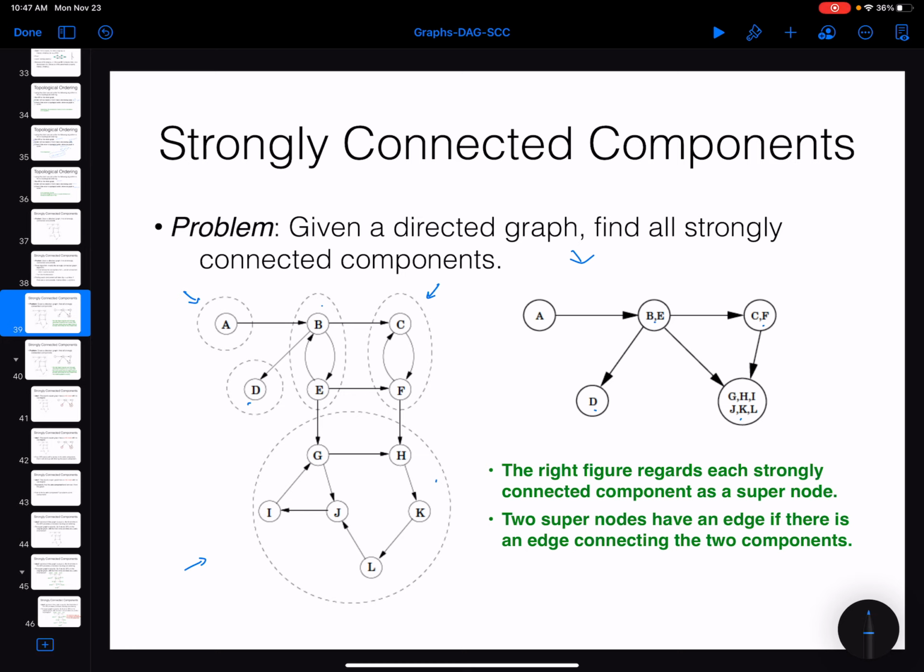Is it possible to have a cycle in this graph? No, this graph doesn't have a cycle. This is going to be an acyclic directed graph, right?